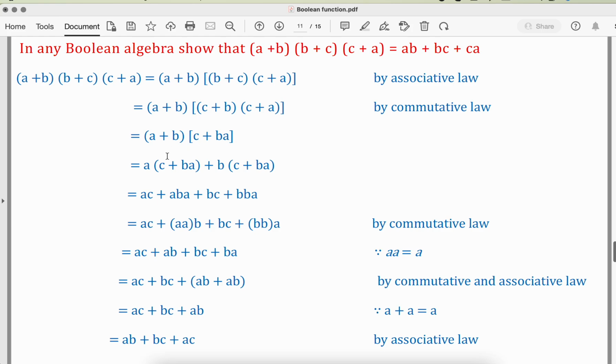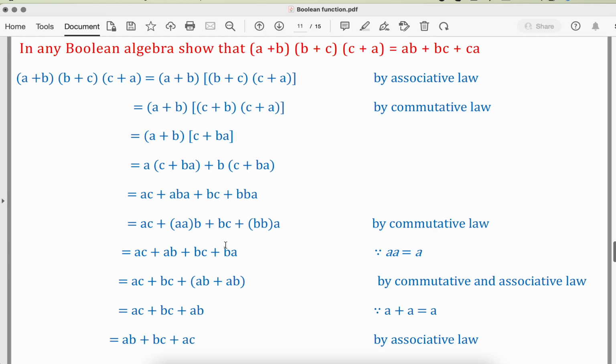So by the distributive law, A(C + BA) + B(C + BA). Again, AC + ABA + BC + BBA by the distributive law. So it is AC. By commutativity, BA can be written as AB. So it is AB. So this is BC. BA can be written as BB into A. I have applied commutativity as well as associativity. A into A is A, B into B is B. It means AC + AB + BC + BA.